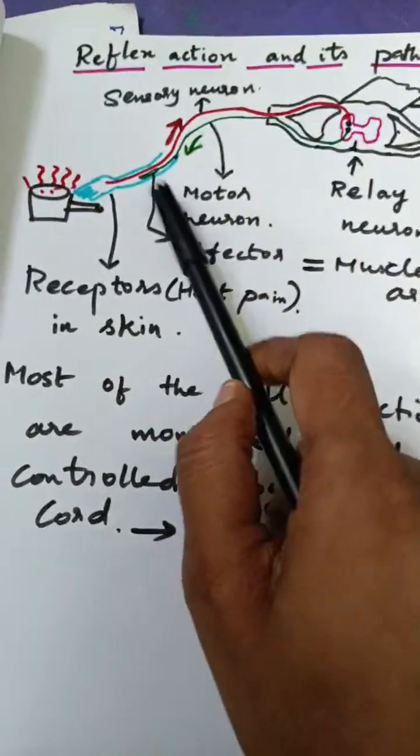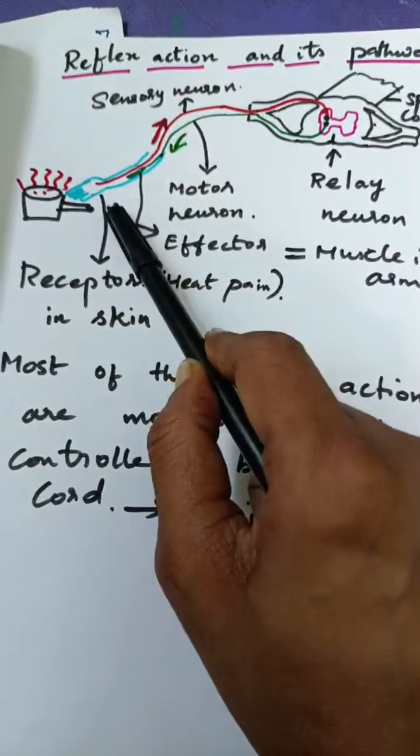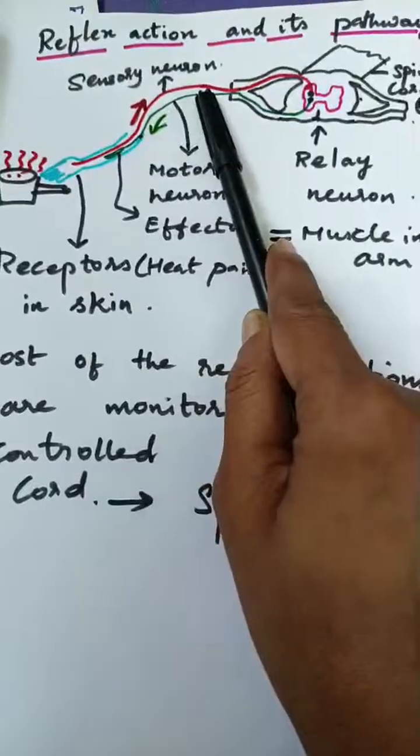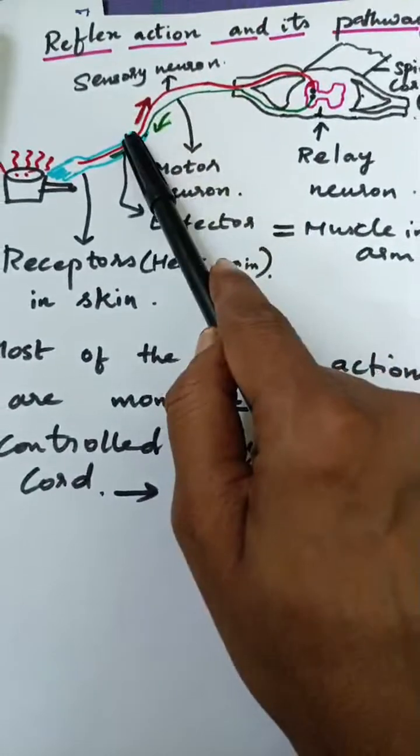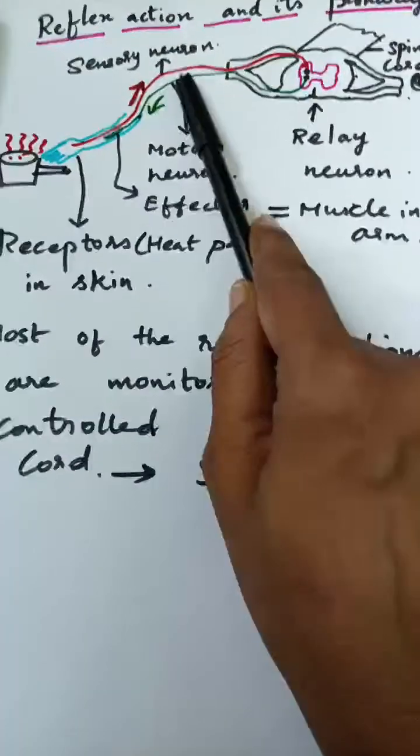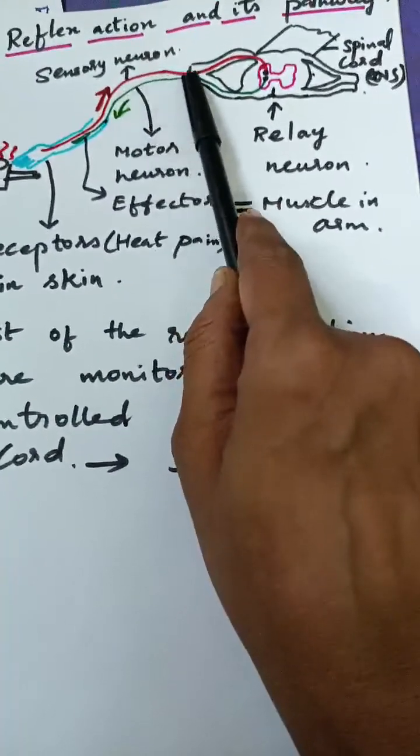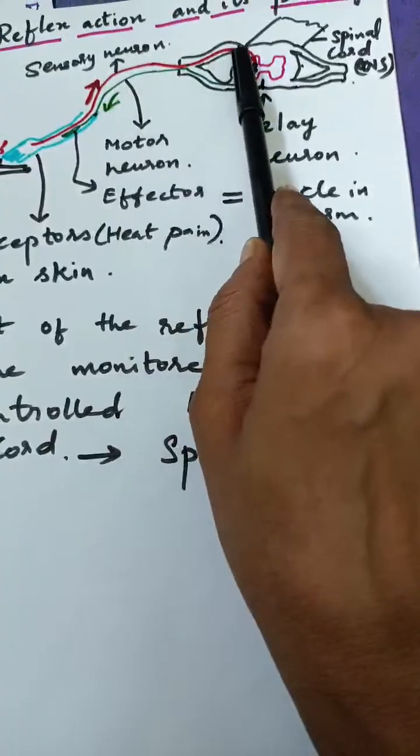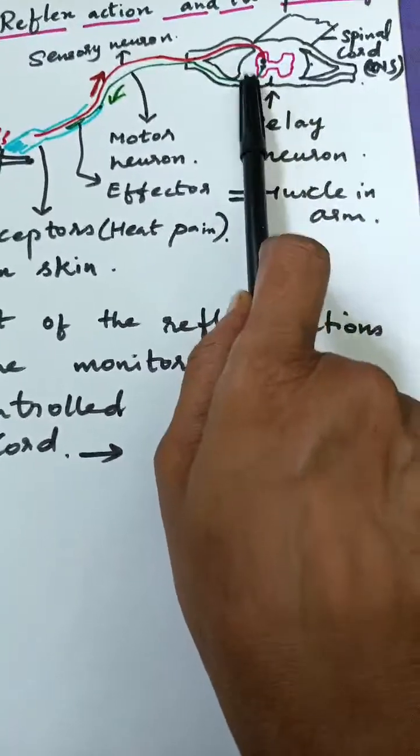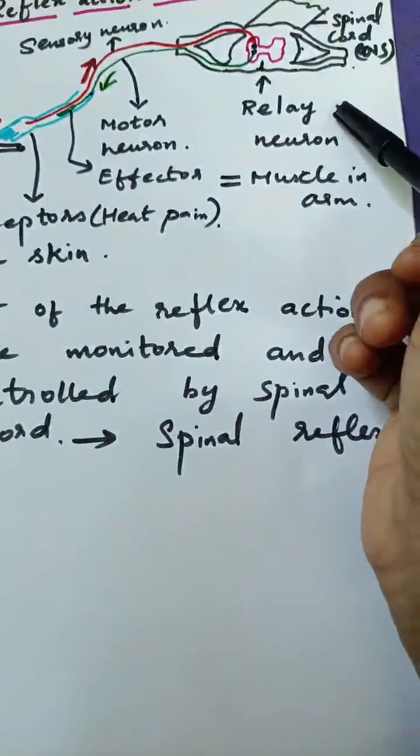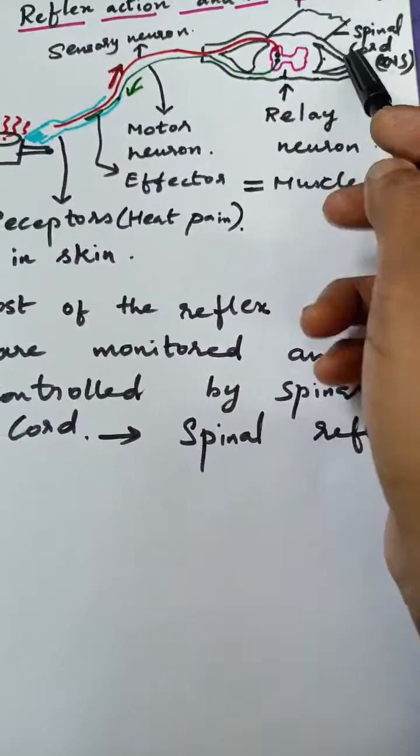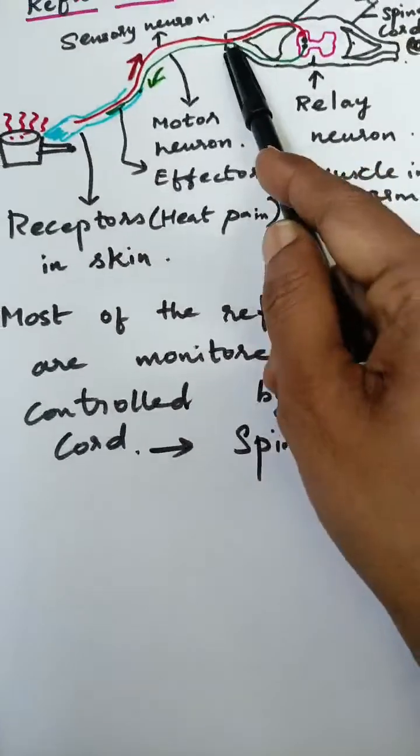Let me say it again. Your receptor in the skin touches the hot pan. The sensory neurons take the impulse. From one nerve cell to another nerve cell, the information is conveyed through the neurons, and it goes to the spinal cord, to the gray matter. The stimulus is conveyed through the relay neuron. This relay neuron is present in the central canal of the spinal cord, and it responds accordingly.